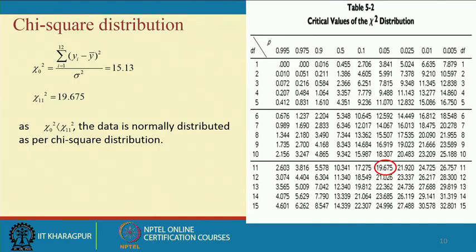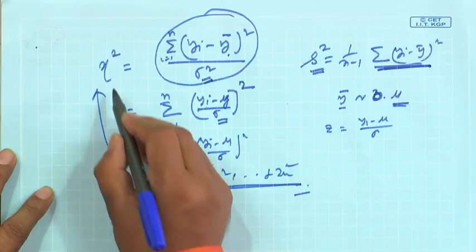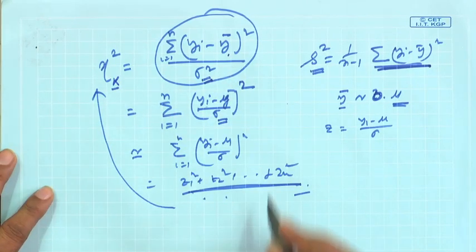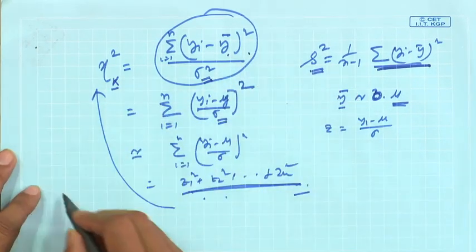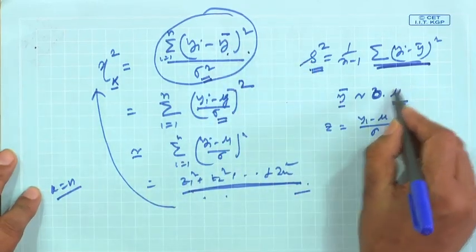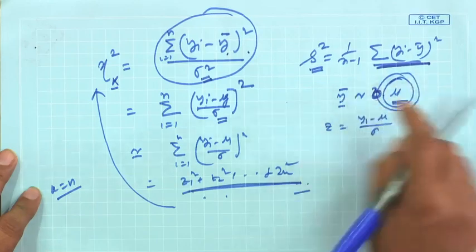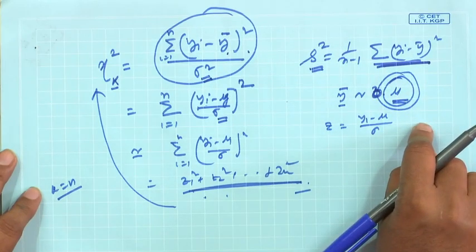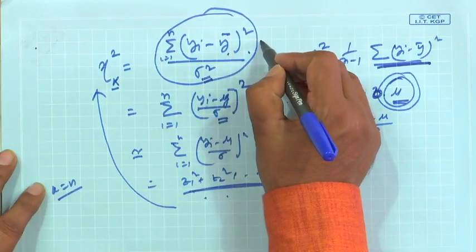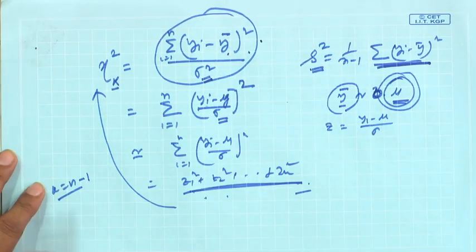Now, what will be the degrees of freedom here? What will be this k in this case? In this case, k is not n. The reason is you have estimated mu, the mean, in terms of y bar. So, one degree of freedom is lost. That is why k is n minus 1.